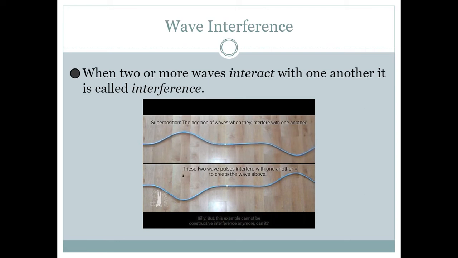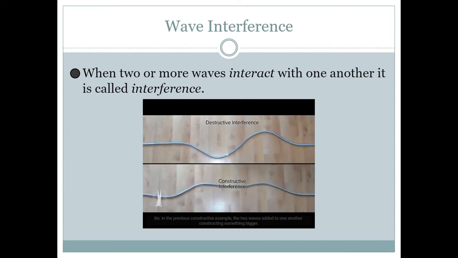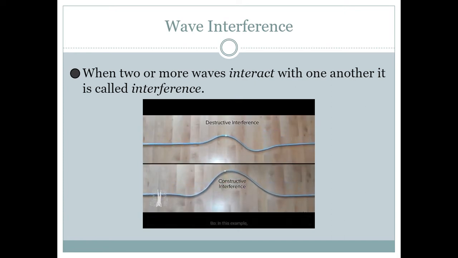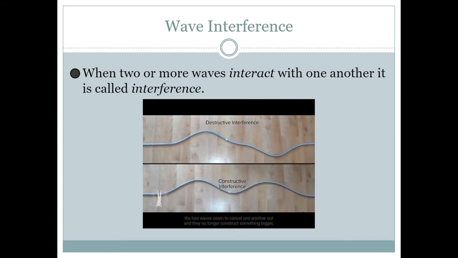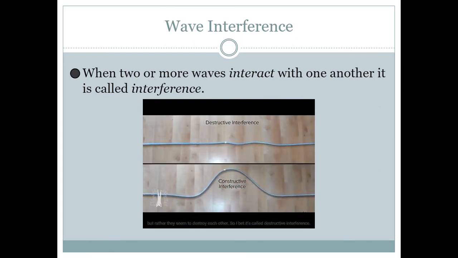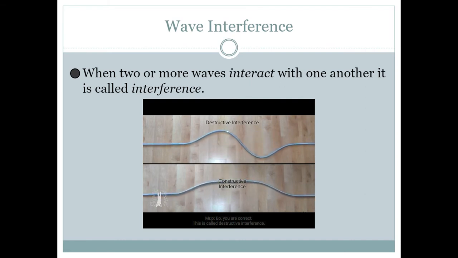But this example cannot be constructive interference anymore, can it? No, I bet this is called destructive interference. Why? In the previous constructive example, the two waves added to one another, constructing something bigger. In this example, the two waves seem to cancel one another out, and they no longer construct something bigger, but rather they seem to destroy each other. So I bet it's called destructive interference. Bo, you are correct. This is called destructive interference.